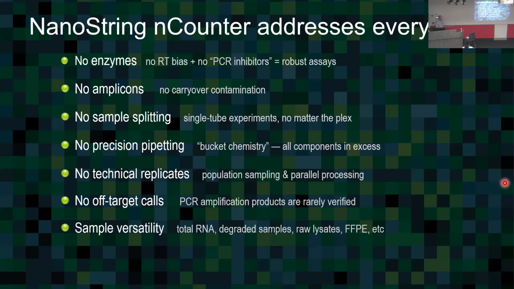Sample versatility. You can use just raw lysates. You use total RNA. Typically, you can use very degraded samples. You might have to add a bit more material to get the number of molecules with an intact hybridization site. But that's all. Raw lysates, people optimize for raw lysates, FFPE, doesn't matter. It's very robust with sample type.